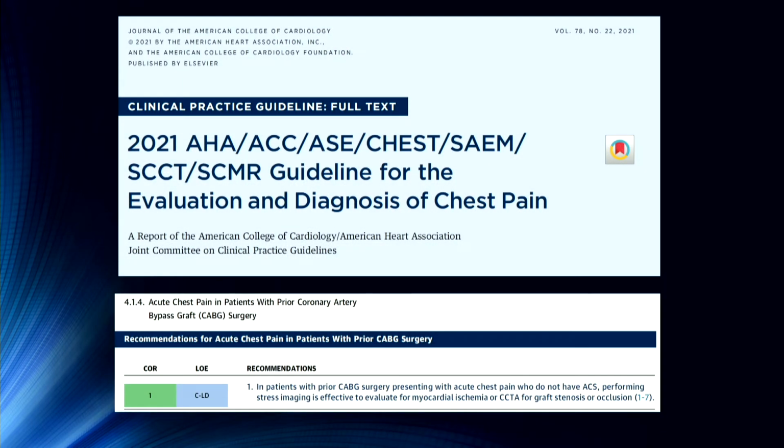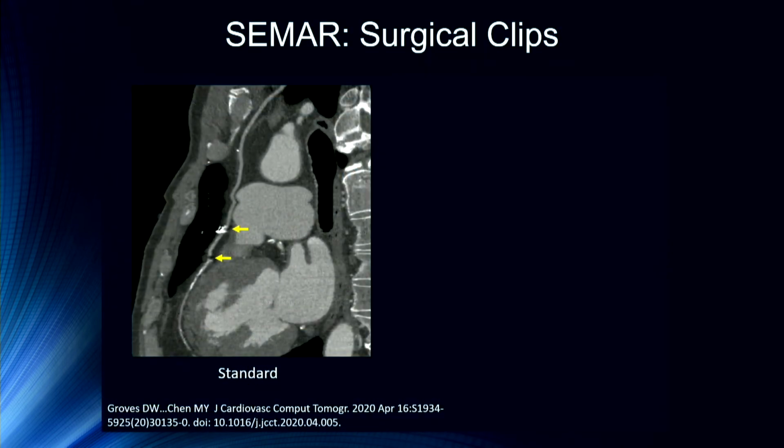Now I'm going back to the guidelines, the acute chest pain guidelines, and the chest pain guidelines for patients with prior bypass surgery has a class 1 indication. So here's a patient with prior bypass. Here's a Lima graft.